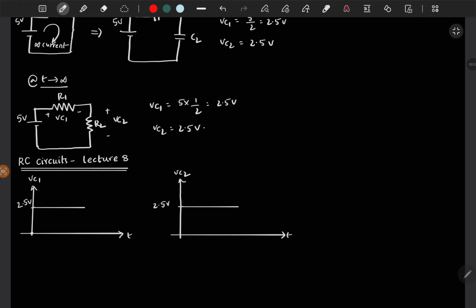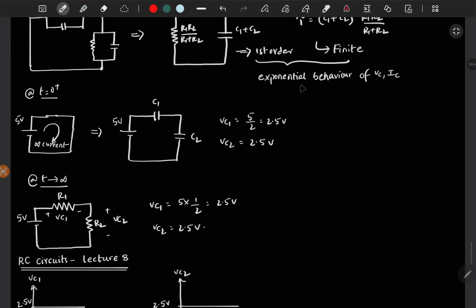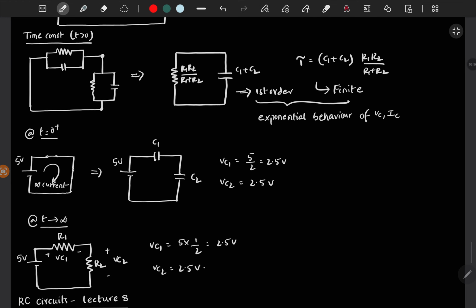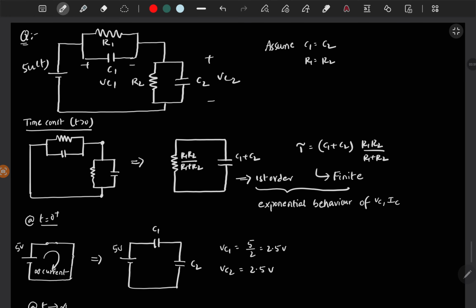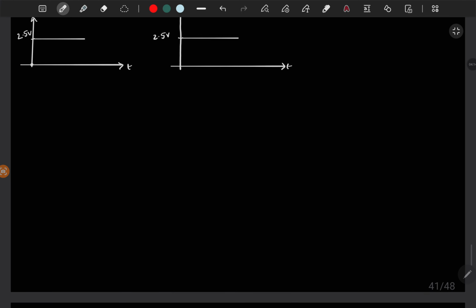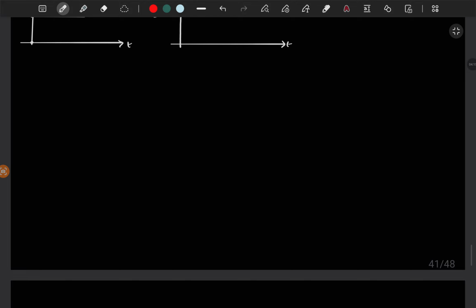These graphs are for this condition, but when will the exponential behavior happen in the circuit? For that, let's generalize the circuit by taking C1 and C2 as different values and R1 and R2 as different. Then we will solve the circuit for those parameters, and then decide at what condition it will go to exponential behavior, or it will discharge or charge. So let's check that.